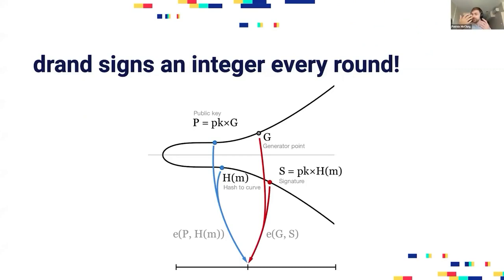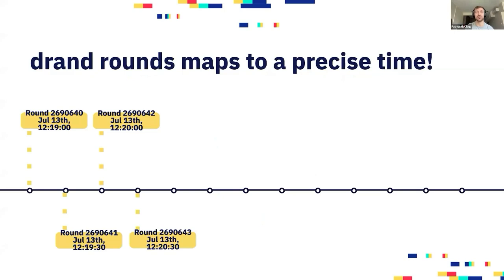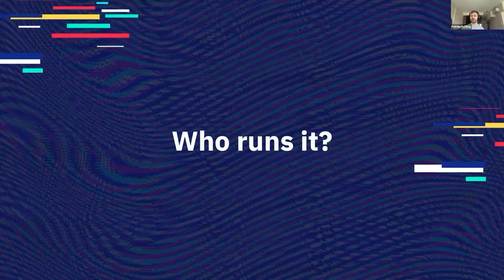So to that end, DRAND signs an integer every round. That's the message that's being signed. It's predictable, i.e. it's monotonically increasing. That is, it increases by 1 and never decreases. And each of these rounds map to a precise time on the clock. So we can think of DRAND a bit like a cryptographic clock that ticks with these pulses that Luis mentioned in his last talk. So who runs it?